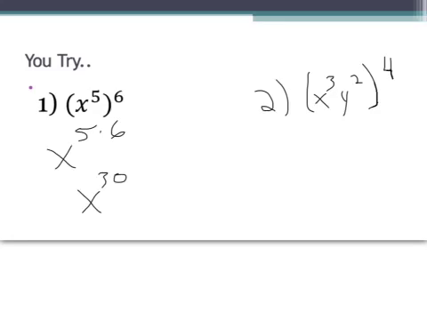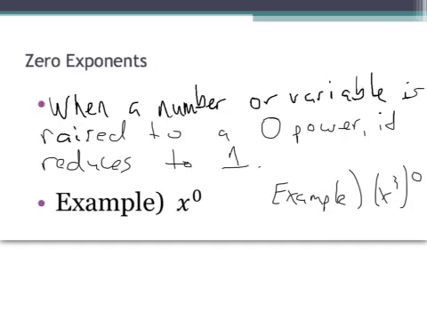For the second one, we have x to the third, y squared, both being raised to the fourth power. So I want to do x to the 3 times 4, y to the 2 times 4. 3 times 4 is 12, 2 times 4 is 8. So it's x to the 12th, y to the 8th. So if you have power to a power, an exponent being raised to an exponent, you just need to multiply those two exponents.